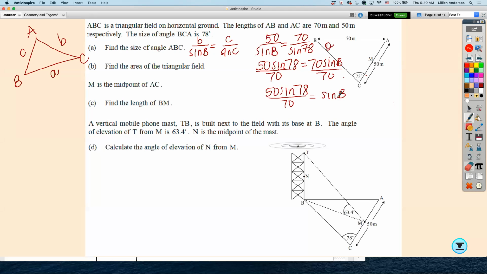And then along with what? With the inverse of sine. Remember, anytime you're looking for an angle, you do the inverse. So that's how I get rid of the sine. So sine to the -1 of 50 sine 78 over 70, and then that'll give me the size of my angle. What did you get? 44.3. Questions on A?